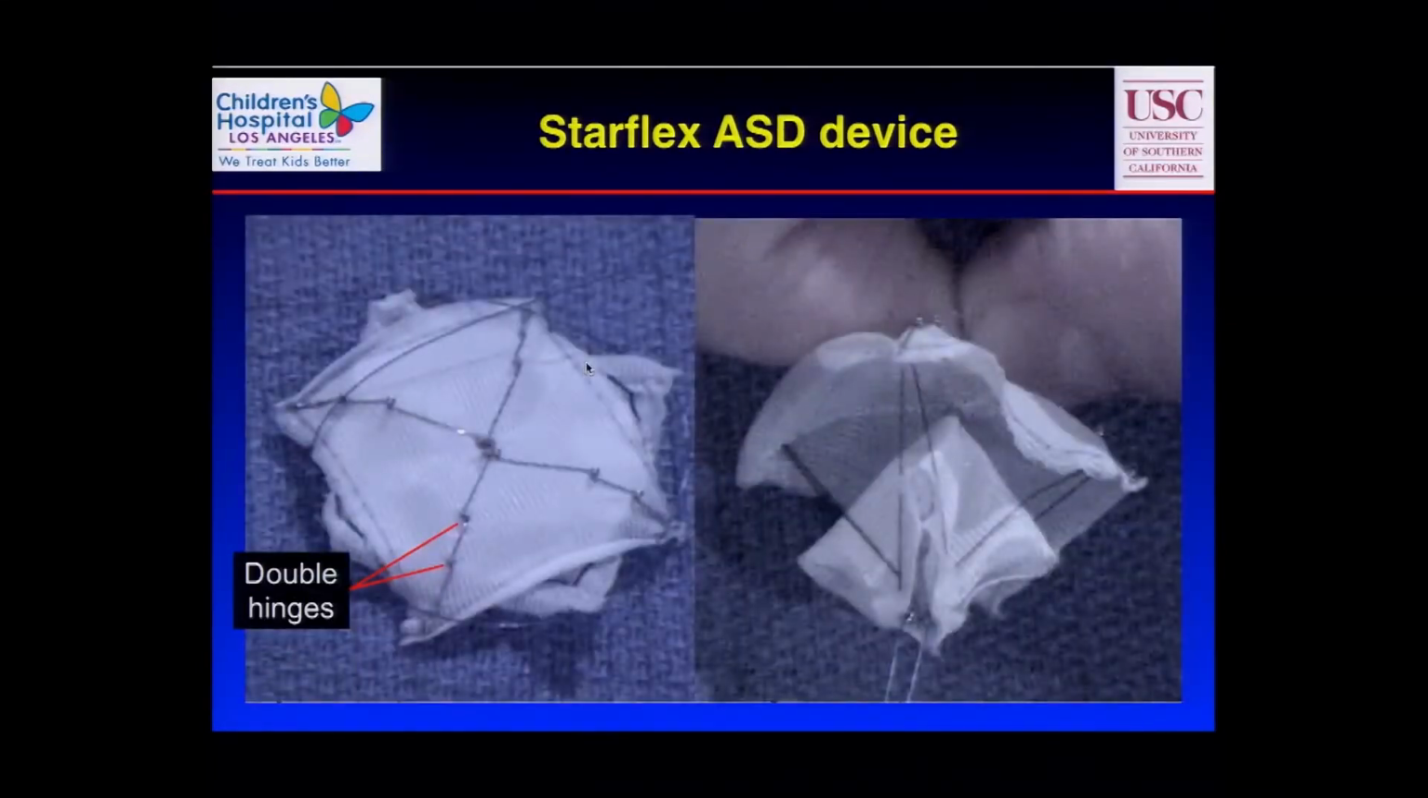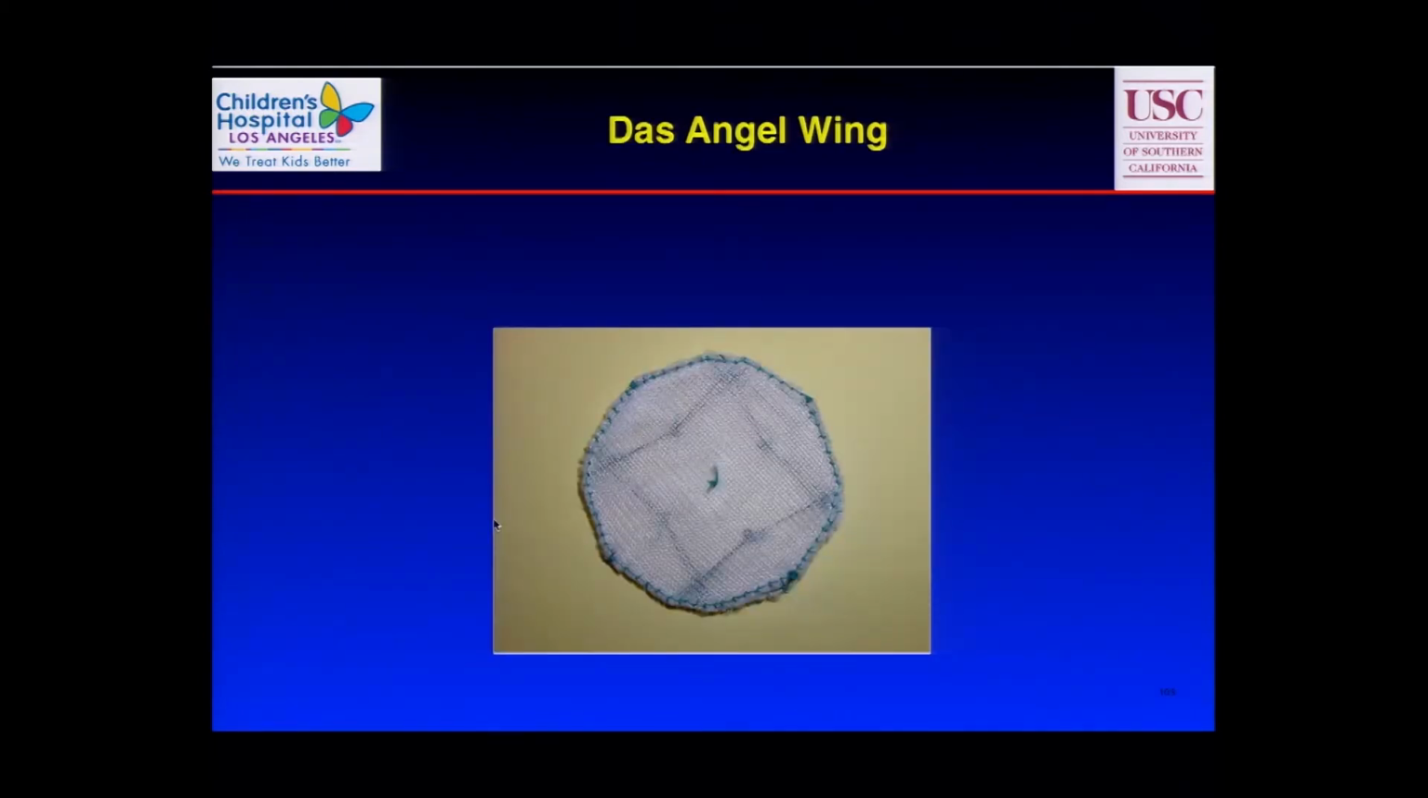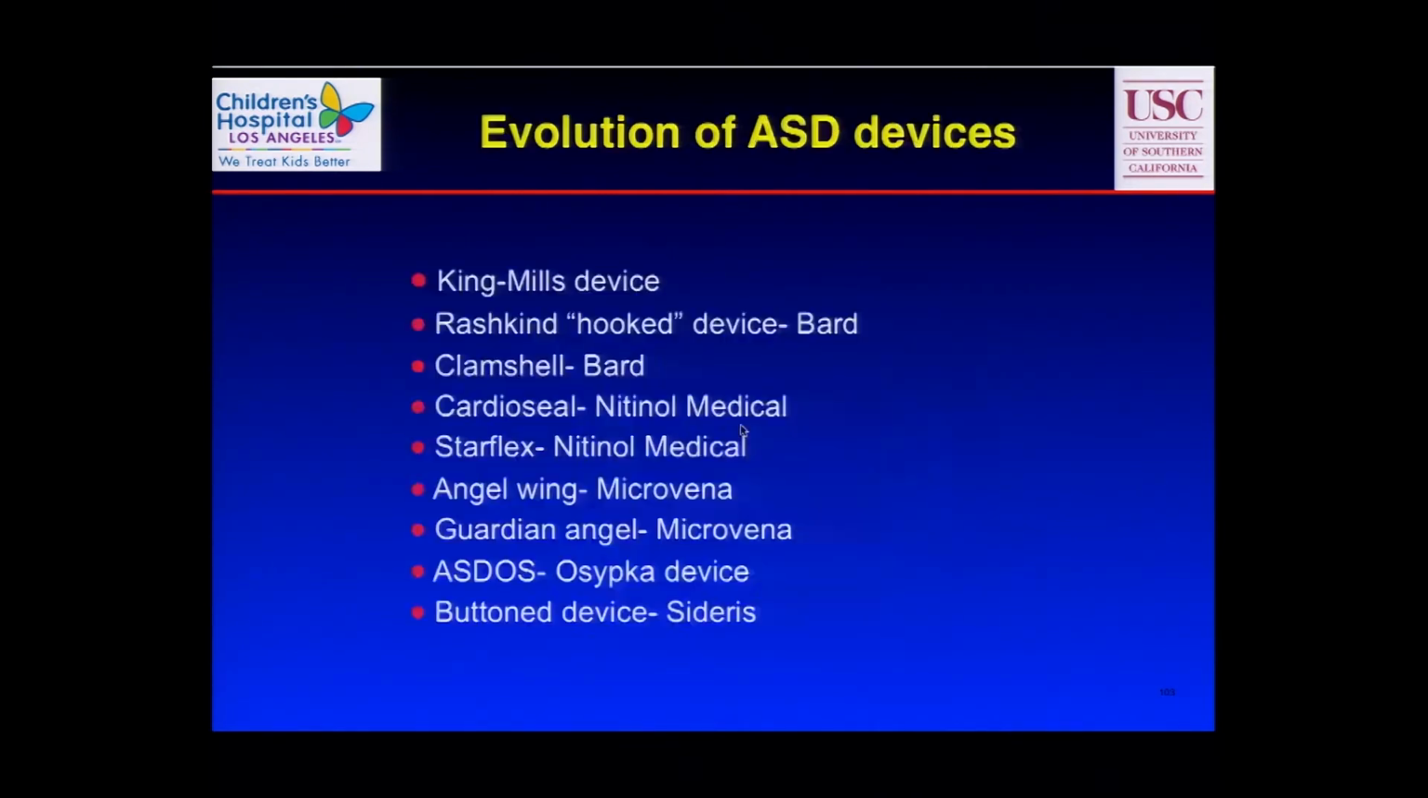But here, the clamshell became the Starflex because they added a second hinge because of fractures. This gives a little more flexibility to prevent fractures. The Angel Wing, I don't know if you remember that, but this was a double disc system that had a self-centering system where the center was sewn into a disc also so that it's self-centered. That was a great idea, except these corners caused a lot of erosion, so that was taken off the market.